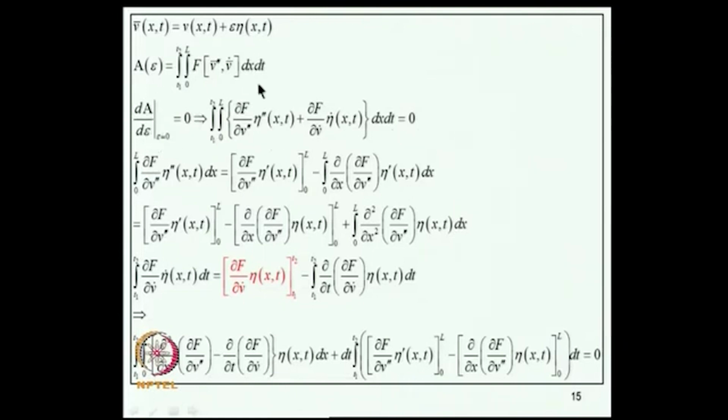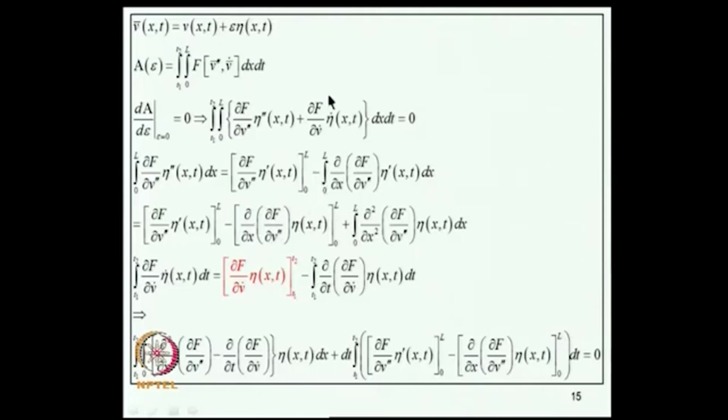So, dA by d epsilon is the integral of dou f by dou epsilon, which will be dou f by dou v double prime into eta double prime plus dou f by dou v dot into eta dot. Here we are not maintaining the distinction between v bar and v, because this calculation is being done at epsilon equal to 0, in which case v bar and v are identical. So, this is the equation. Now, we again consider these two terms separately. So, we have the integral from 0 to L of dou f by dou v double prime into eta double prime of x comma t. One integration by parts will lead to this equation, and on the second term we will again perform another integration by parts. So, I will end up with these three terms.